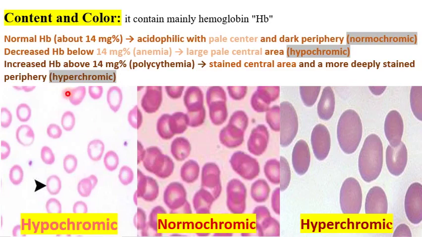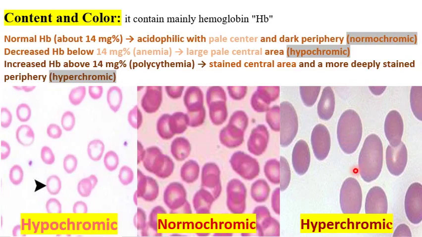In case of increased hemoglobin above 14 milligram, this is called polycythemia. The cell will appear acidophilic with a stained central area, the pale central area will be stained, and the peripheral area will be deeply stained more than normal. This is called the hyperchromic cell.